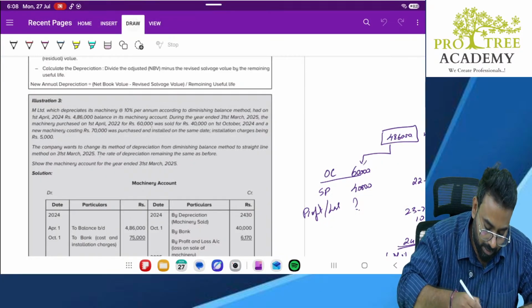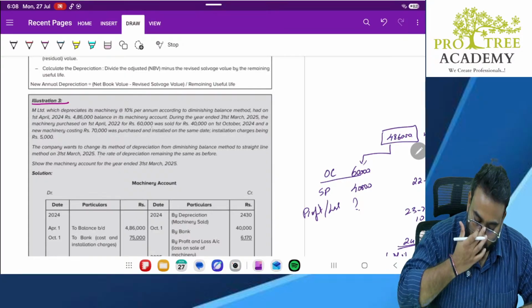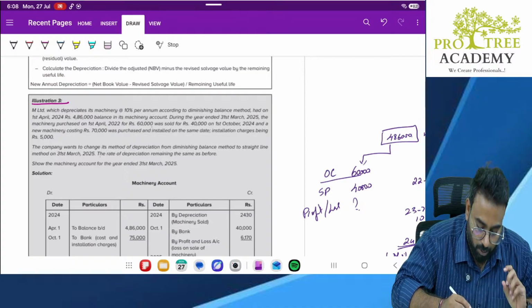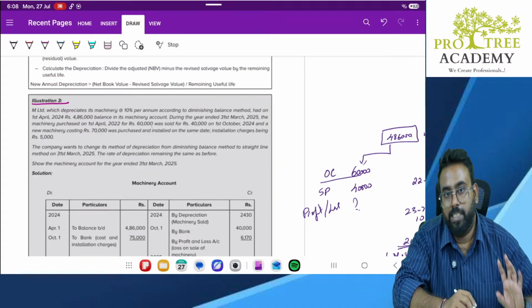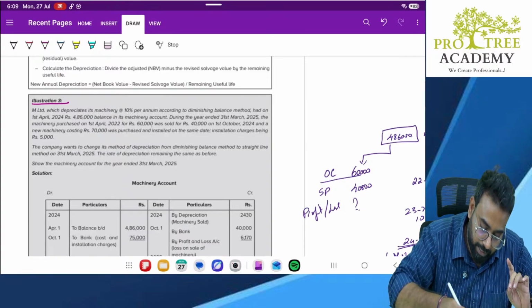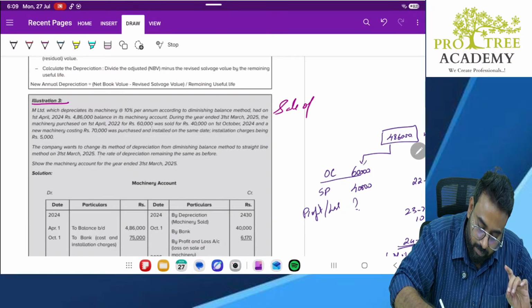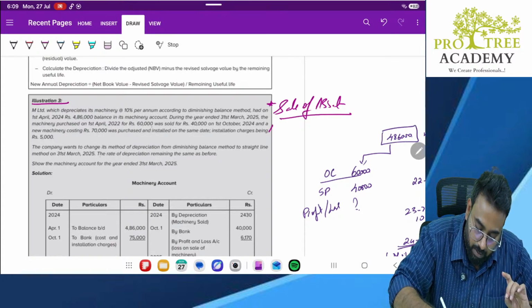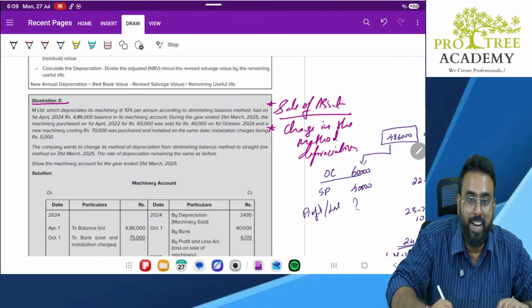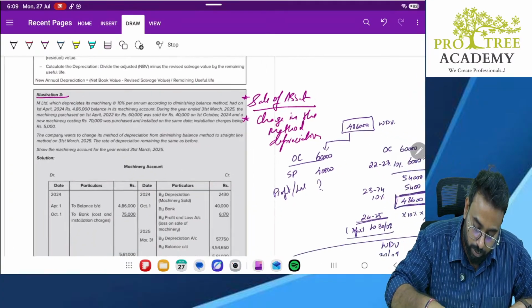So in our previous class, we were solving illustration number 3. Basically, what they had given in this problem were 2 to 3 adjustments. One was the adjustment with respect to the sale of an asset. The second one was with respect to the change in the method of depreciation for an existing asset, right? So these two things we saw.